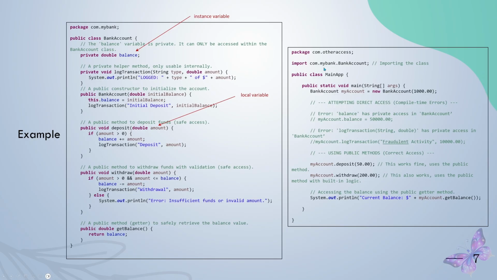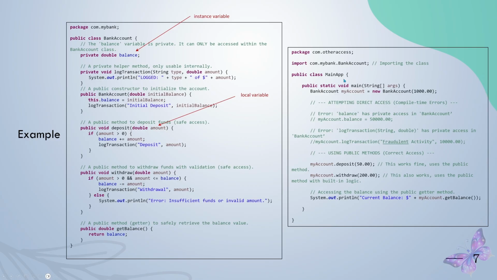Then what you need to do first is import this class. So how do you import another class? First you use the import keyword, then you put the package name com.mybank, then the class name, which will come as .BankAccount. This way you import another class into this class.